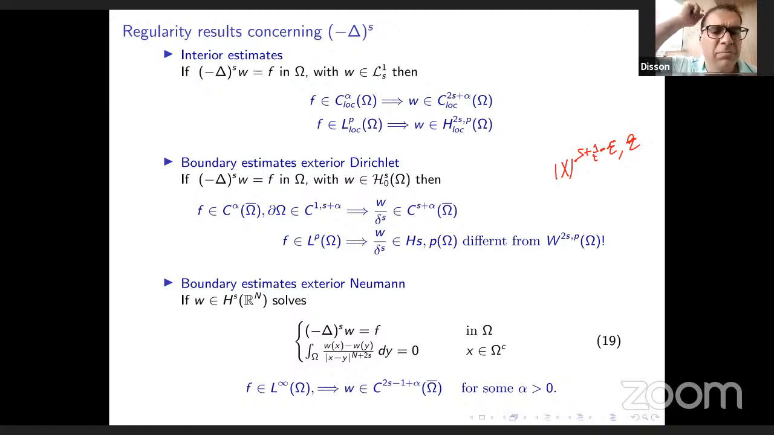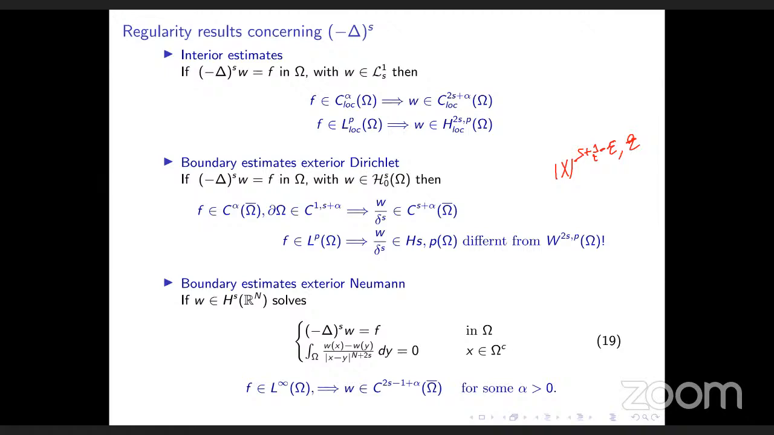I have one. Maybe it's naive, but the solutions you talk about are weak solutions, but do all the results hold for viscosity solutions? All the results that you talked about? Yes, of course. Many of them are true for viscosity solutions. For instance, I think even Ros-Oton and Serra use viscosity solutions. Grubb doesn't use viscosity solutions. So it depends on the authors.